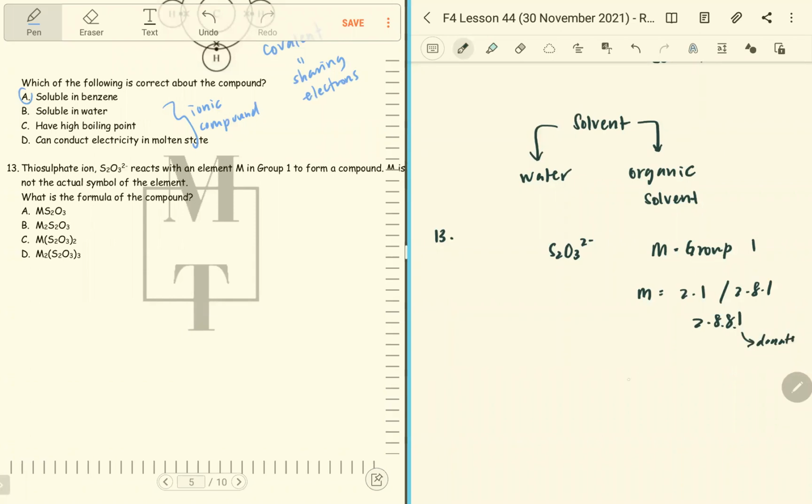When you donate one electron, you become M plus. No matter which you are, 2.1, 2.8.1, or 2.8.8.1, you will still become M plus because you will donate one valence electron to become stable. So the positive ion is M plus.